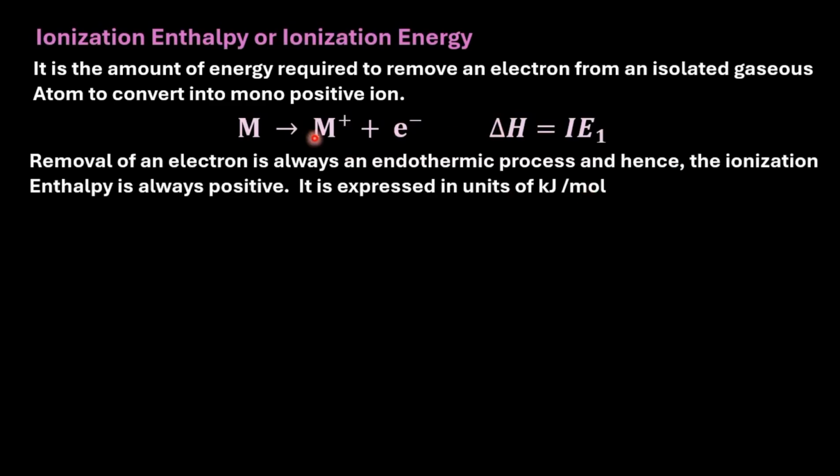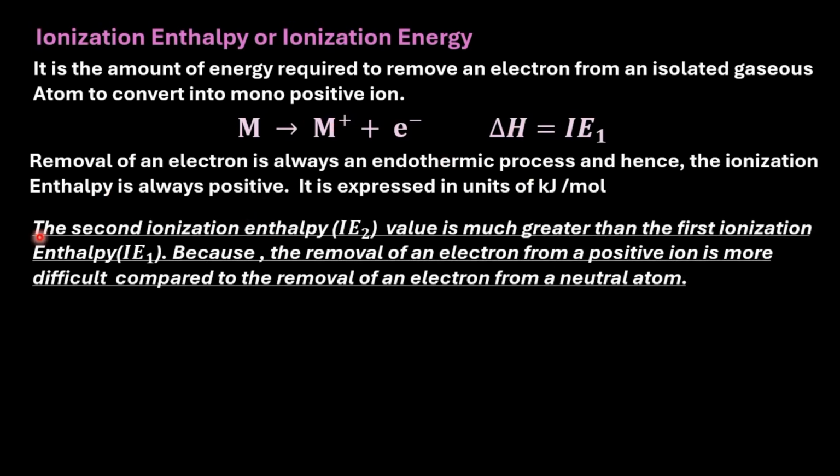Whenever we do this process, energy is required, meaning energy is absorbed by the neutral gaseous atom to convert it into a monopositive ion. That's why it is always an endothermic process, and the ionization enthalpy is positive. If you continue, the second ionization enthalpy will definitely become difficult compared to the first, because removing an electron from a positive ion is difficult due to the nuclear charge. That's why the first ionization enthalpy is lesser than the second. This is a very common question in the examination.